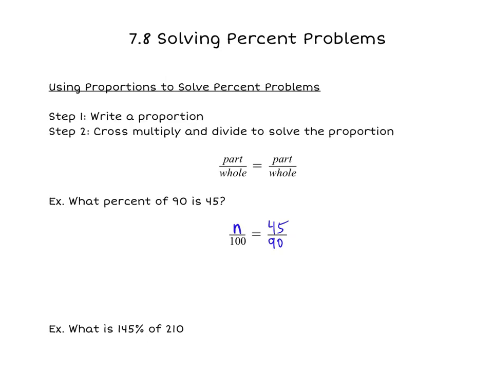So in this case, step 2, cross multiply. You're going to do your multiplication of your diagonal here. So 45 times 100 equals 4,500. And then you're going to divide by this left, which is 90. 4,500 divided by 90 equals what? 50. It equals 50.